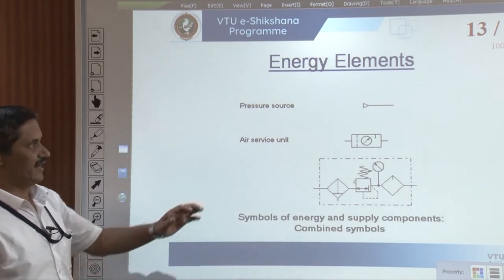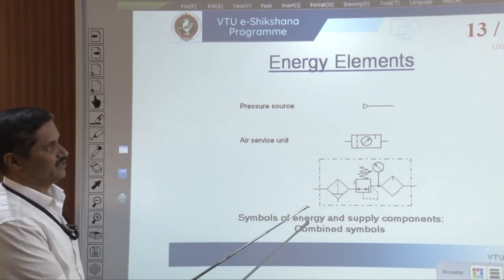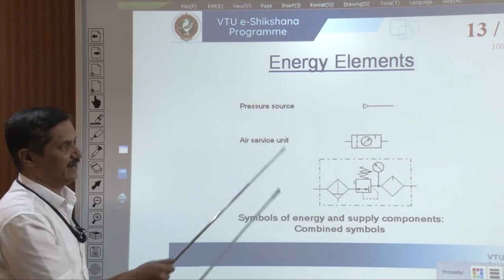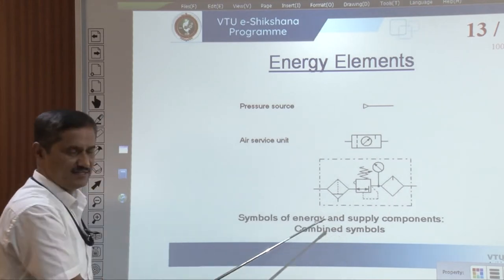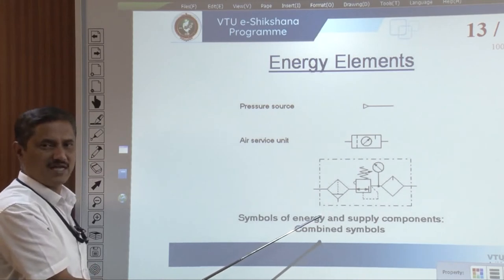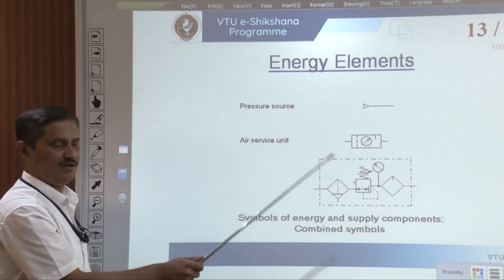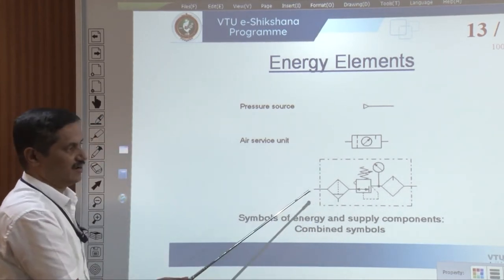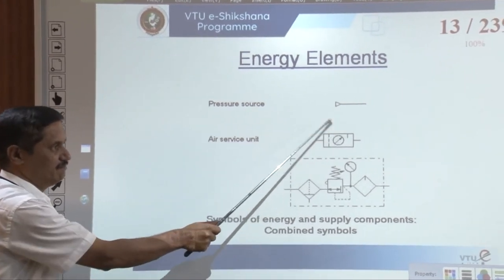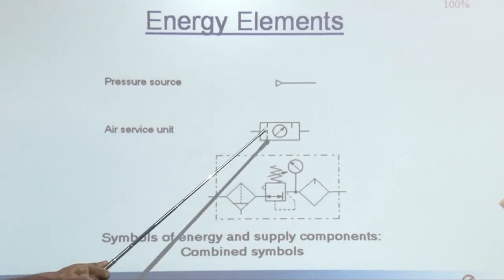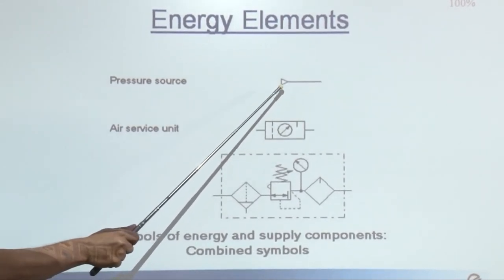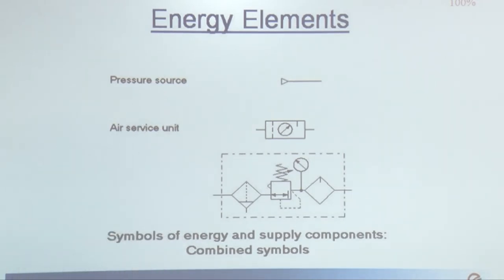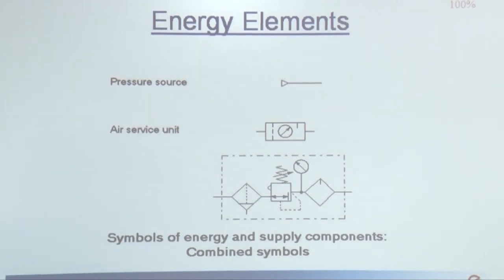Now let me concentrate on the symbol which is used. The energy element is here, your filter regulator and lubricator unit. Symbolically it is represented like this, as one unit. We also call this the FRL, filter regulator and lubricator unit. All together it is fitted in one device called the FRL unit, and in simple form it can be represented like this. Sometimes, if you don't want to show this, you can just show a triangular symbol that shows the power source, that is, a pressure source. We can show it by these different methods.